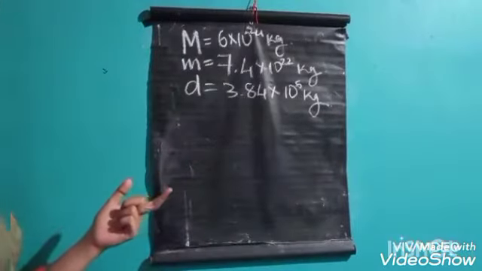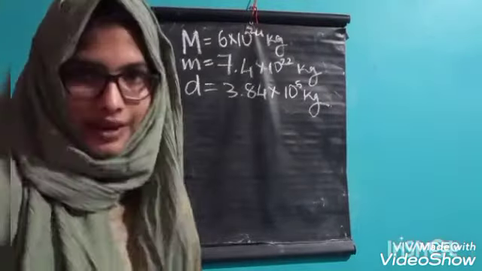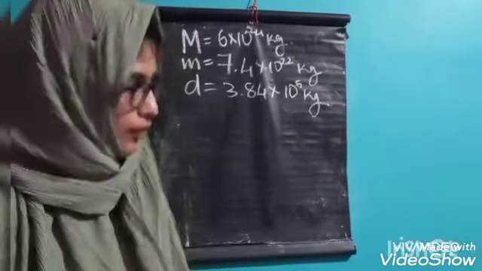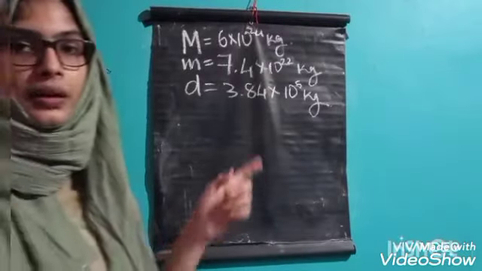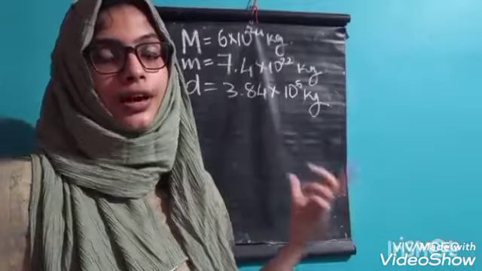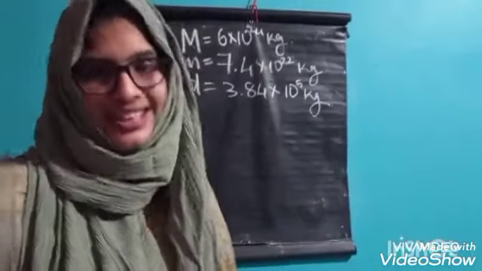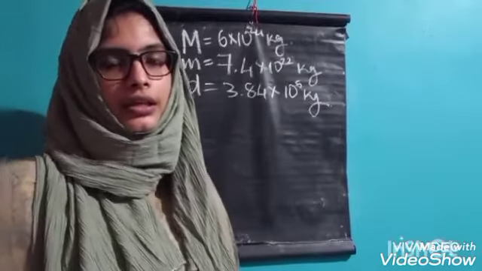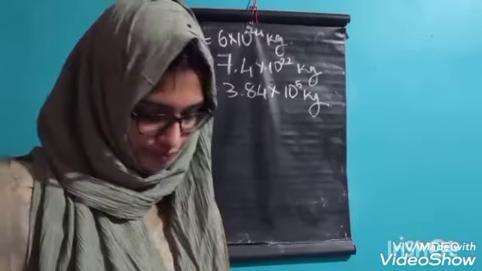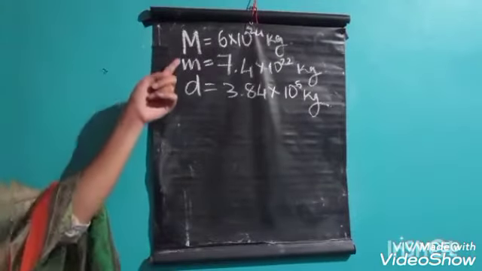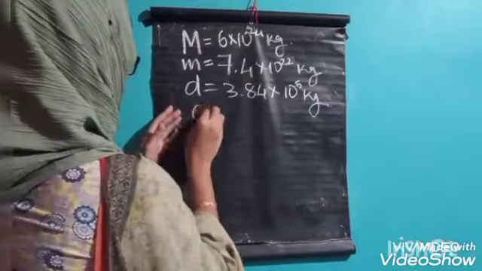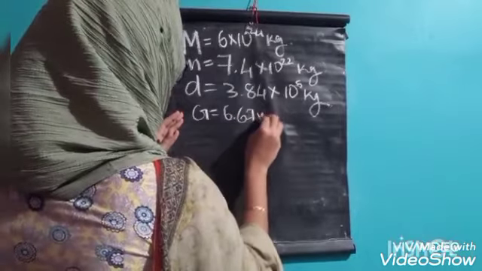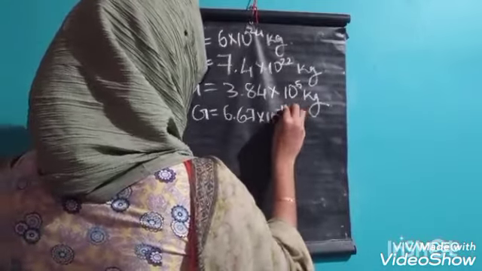This question is in your textbook, page number 134. Calculate the force exerted by the earth on the moon. We have to calculate the force exerted by the earth on the moon, that is the force of attraction. The value of G is given, that is 6.67 into 10 raised to minus 11 Newton meter square per kilogram square.